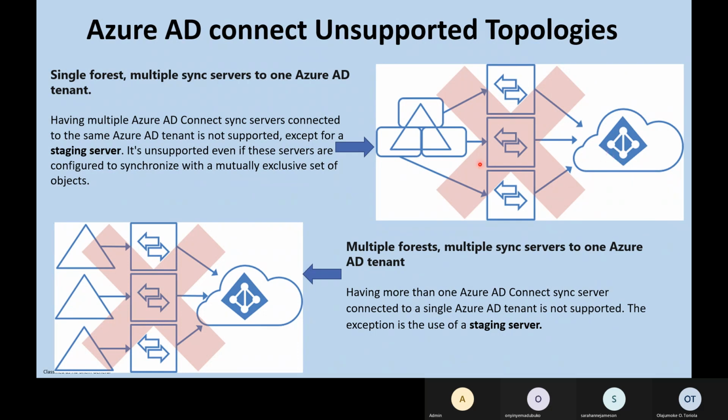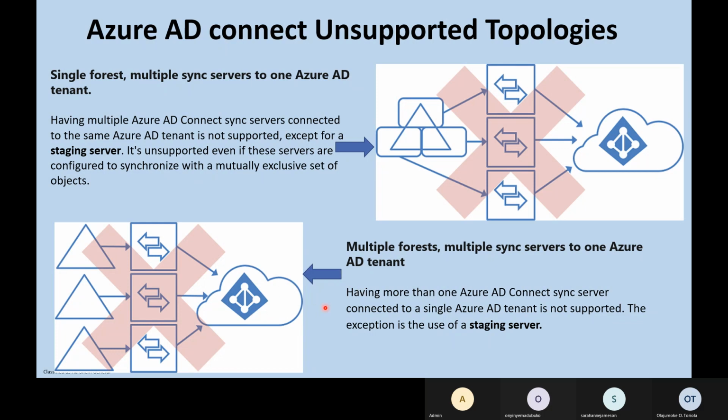You can have one Azure AD tenant and just one AD Connect to it. What they're saying is that you can't have multiple AD Connect sync servers connected to the same Azure AD. So I cannot have an AD Connect in company A, company B, and company C all syncing toward the same Azure AD with the same domain name. That is not possible.